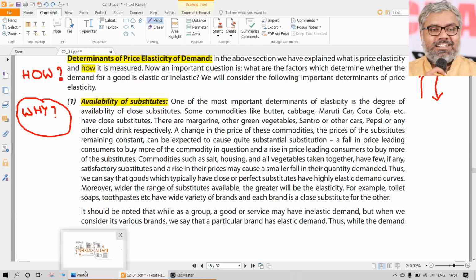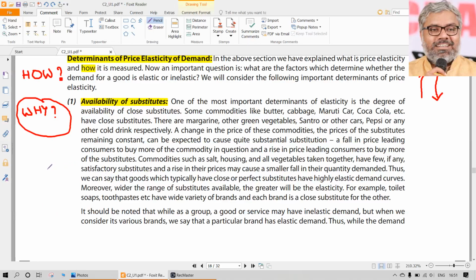Why is that? Simple logic. If you have very close substitutes, then if there is any small increase in the price of one of them, immediately, without any blink, you will just shift to the closest substitute which is available at a cheaper price.